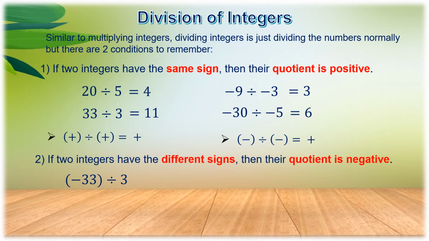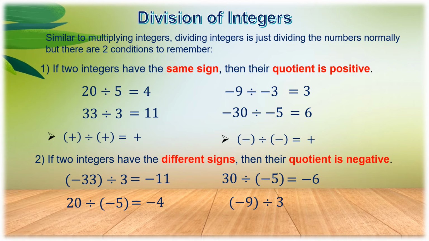Supposing we have negative 33 divided by 3, it would be equal to negative 11 because one of them is negative and the other is positive. Now let us have 30 divided by negative 5. Correct. So 30 divided by 5 is 6. Since you are dividing a positive and a negative number, it will be equal to negative 6. How about this one? Correct. It will be equal to negative 4. And how about negative 9 divided by 3? Correct. It will become negative 3.